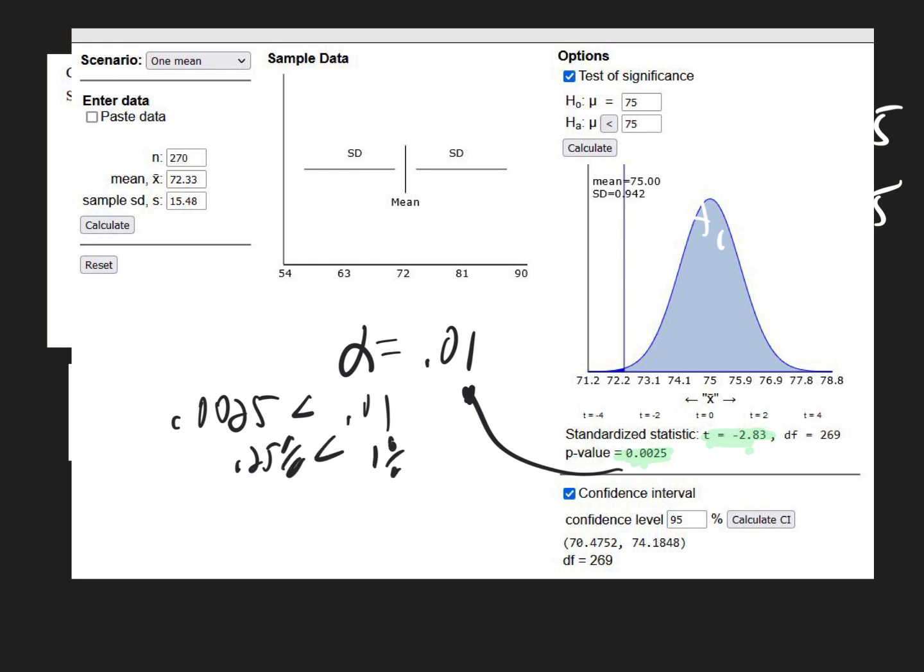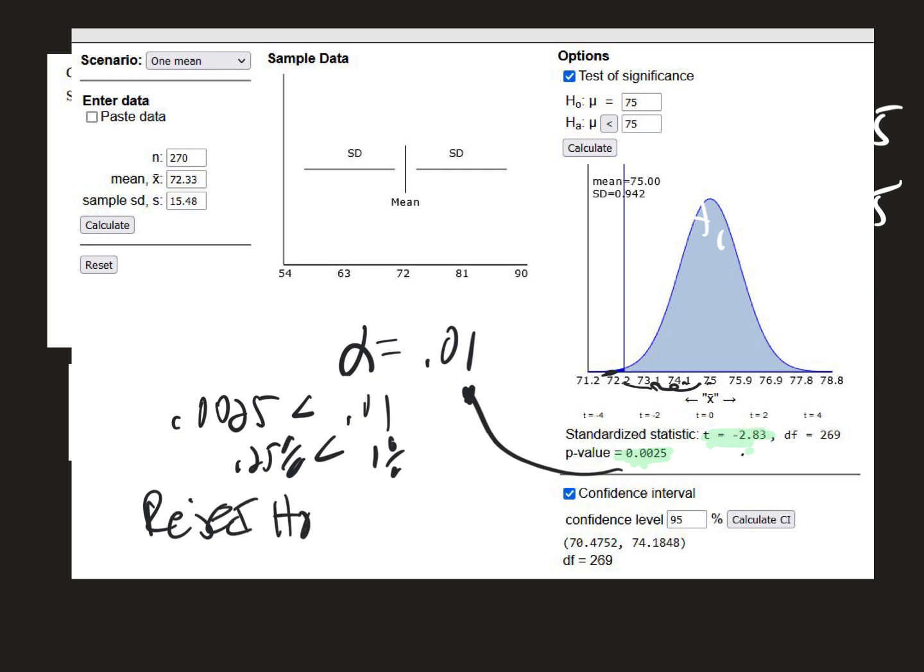So because that's smaller, it's unlikely to happen. You see the small area? It's almost 3 standard deviations away from the mean. We didn't do a critical value for this, but because the p-value is so small, we know it's probably an outlier, unusual. So we're going to say reject H0.